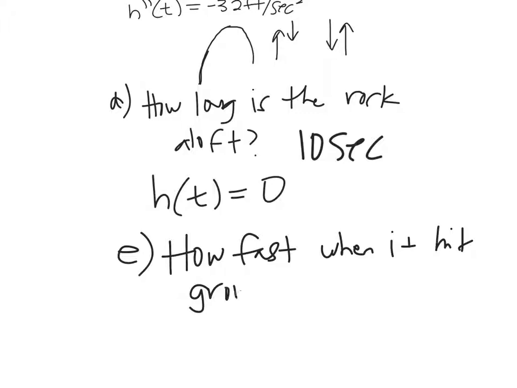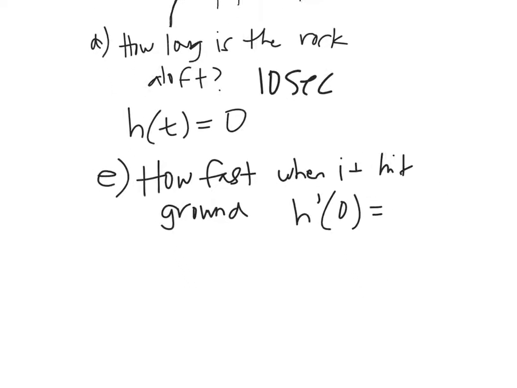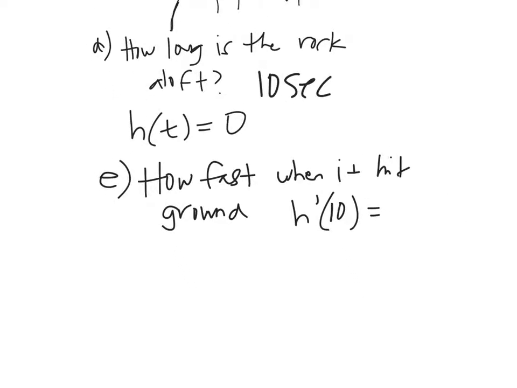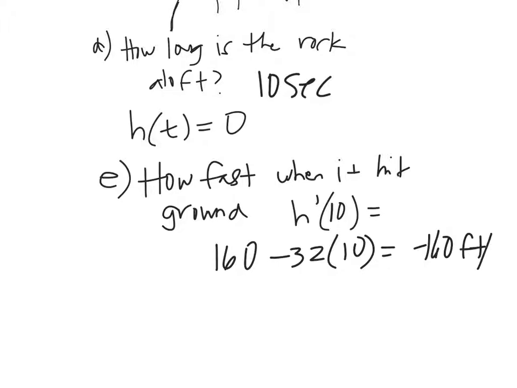So here, what you're going to do is you want to find h prime of, no, 10, sorry, 10. So at t equals 10 seconds, you want to find out how fast it was going. So that's the instantaneous velocity at exactly 10 seconds. You're going to plug 10 into your velocity equation, which is the first derivative. So what do you get? 160 minus 32 times 10. Yeah? So negative 160 feet per second. It was speeding up pretty quick.